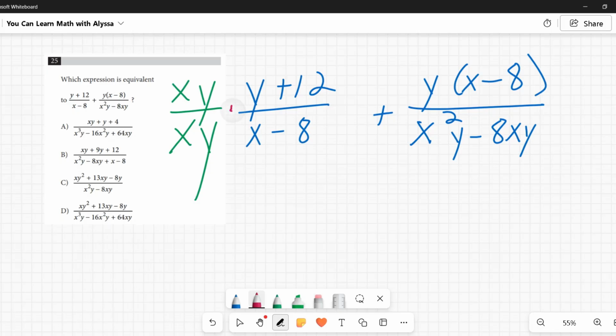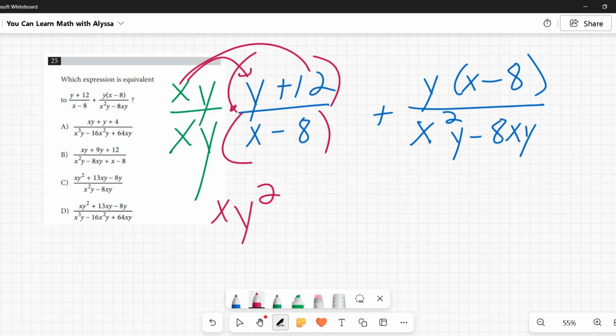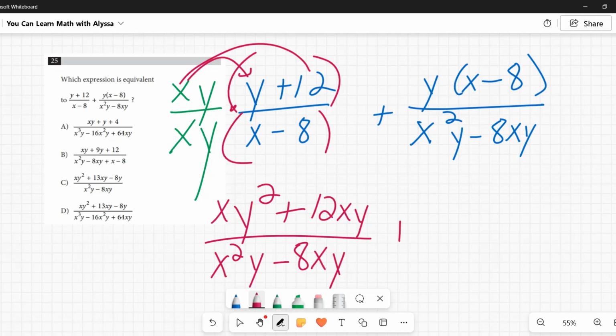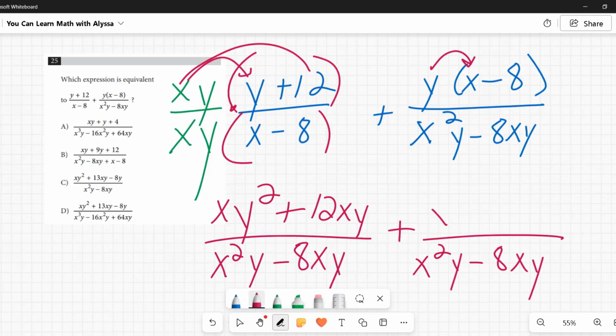All right, so let's do that. First, xy times (y + 12). Again, we're setting it up. It's like parentheses, but there's no parentheses in the final answers, so we need to distribute this. First, xy times y, xy², y's get together. xy times positive 12, 12xy. And on the bottom, we already know this is going to get us the same as the other side, x²y - 8xy. I'm going to write that again over here, x²y - 8xy. Now on the top, I want to distribute. y times x is yx or xy. We put those x's first.